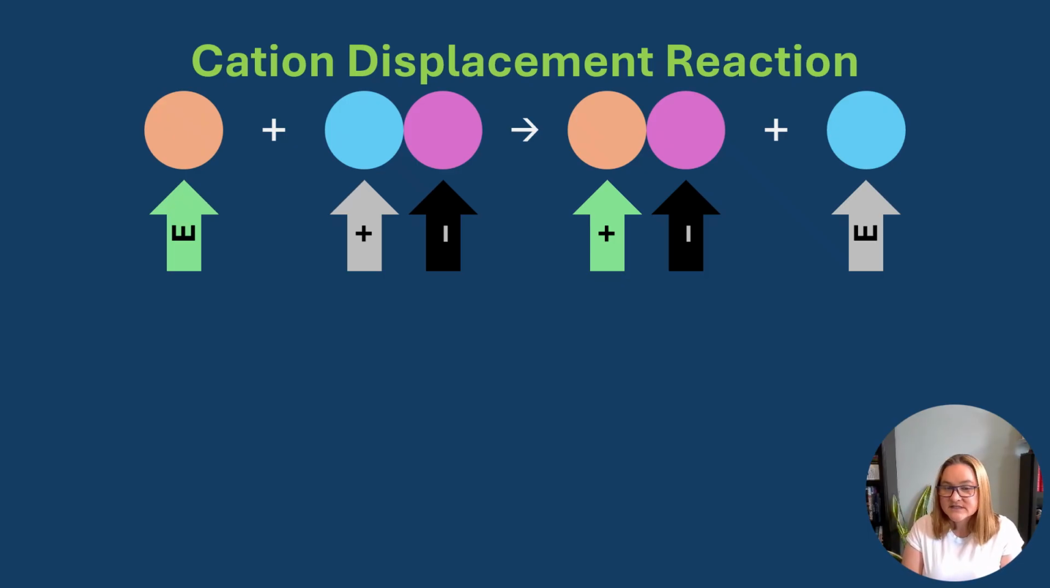Now that's a lot of specifics. Your focus right now is first recognizing that this is a single displacement reaction because of the element-compound pairs found on both sides of that reaction arrow. And second, recognizing that this is a cation displacement reaction because the reactant cation looks like it has been displaced.